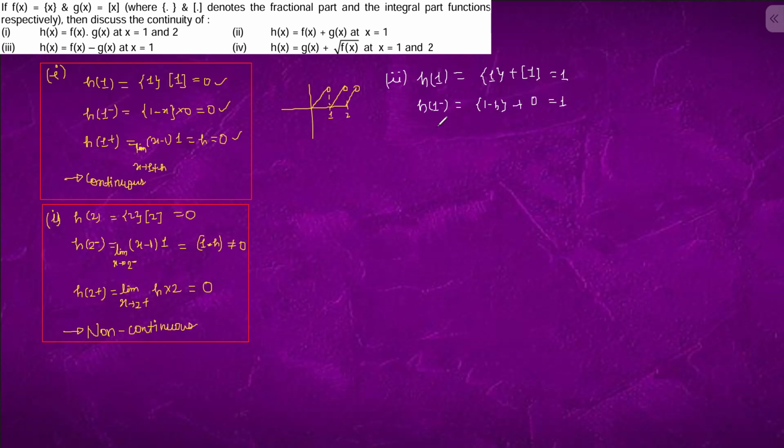So this is near to 1. h(1 plus): so this is 1 plus h, which is h plus 1. It is 1. So continuous.